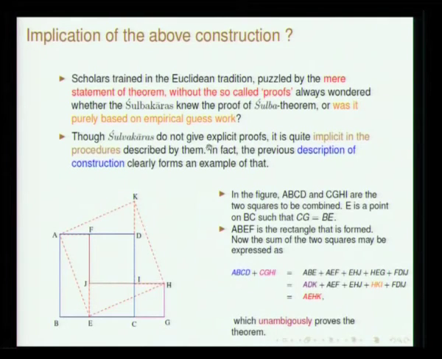the Shulakaras, though they did not explicitly give proofs of these various procedures, it is quite implicit in the procedure itself. For instance, in the previous figure, the sum of these two areas can be conceived like this: see ABE, it can be conceived of as various triangles ABE, AEF and so on and so forth. Now, if you look at this triangle ABE, if it is chopped off and rotated, it turns into ADK.